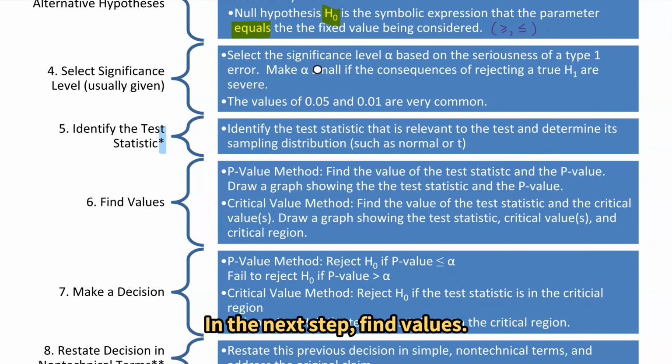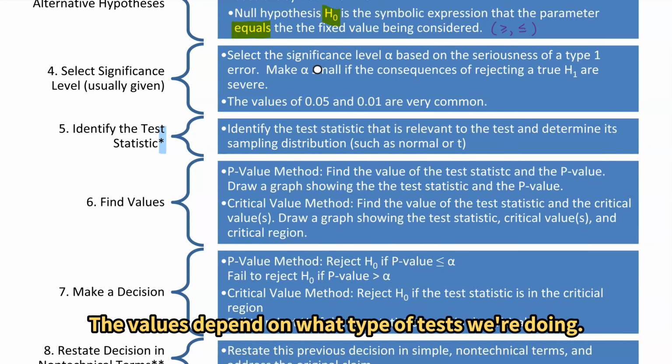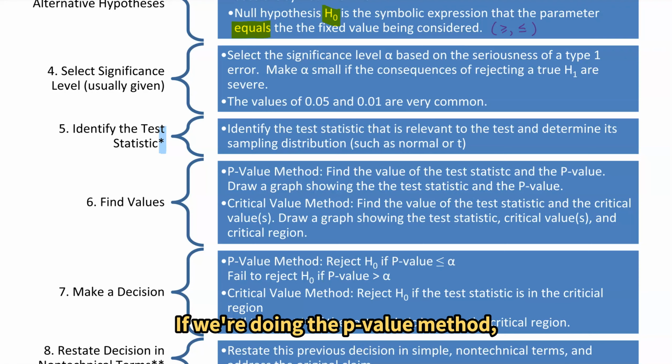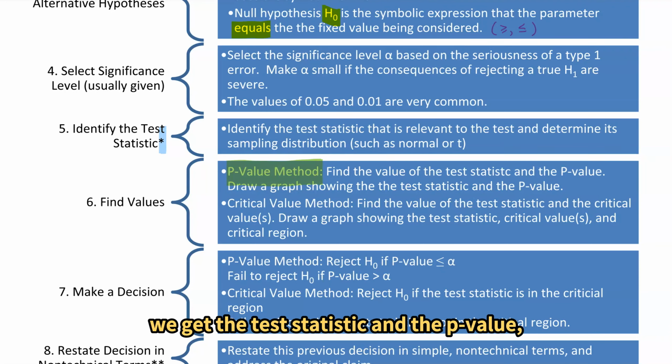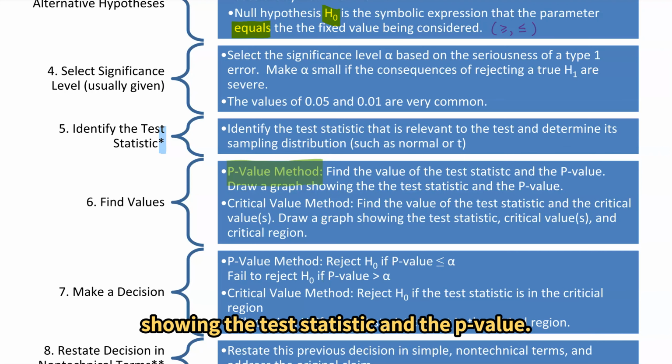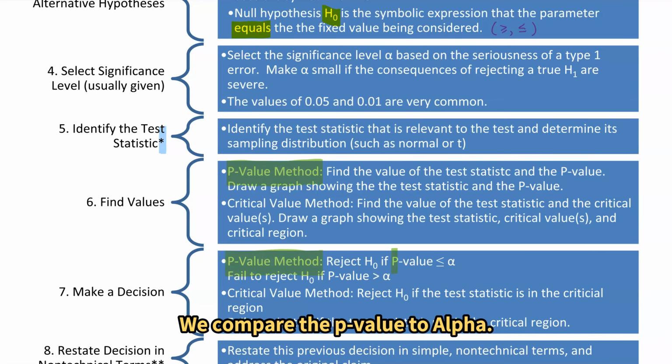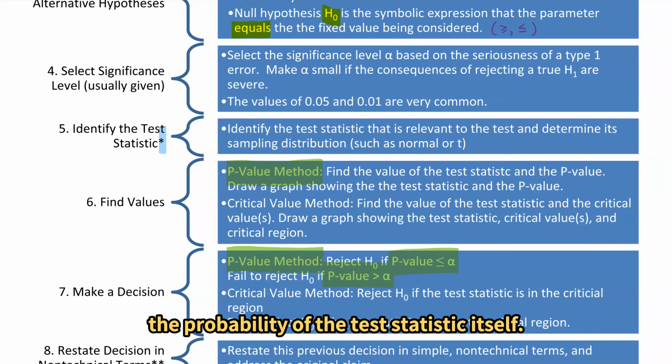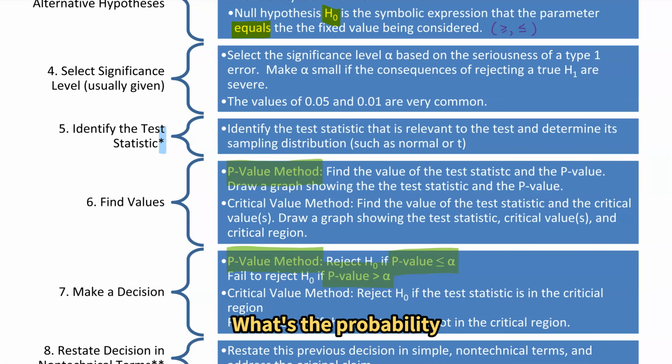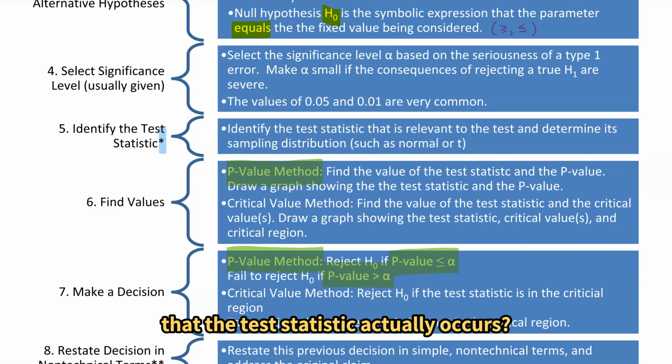In the next step, find values. The values depend on what type of test we're doing. If we're doing the p-value method, we get the test statistic and the p-value. We draw a graph showing the test statistic and the p-value. We compare the p-value to alpha. The p-value is just a probability. The probability of the test statistic itself. What's the probability that the test statistic actually occurs?